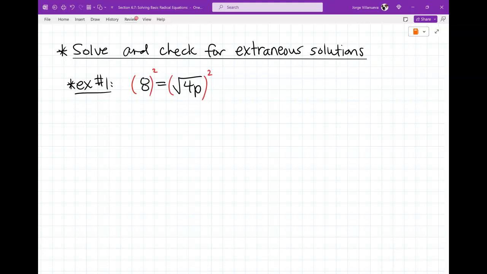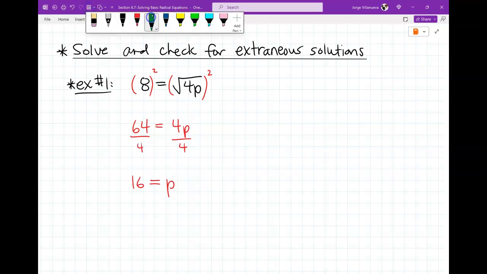All right, now I know that 8 squared is 64. And then the square root of 4p quantity squared, so remember, squaring a square root makes it disappear. This becomes 4p. So what do I have to do to solve for p? Divide by 4, right? Remember, it's 4 times p, not 4 plus p. So 4 times p, that means I have to divide. So I'll divide both sides by 4, and that's going to give me my answer of 16.